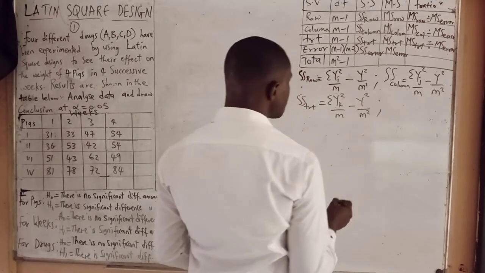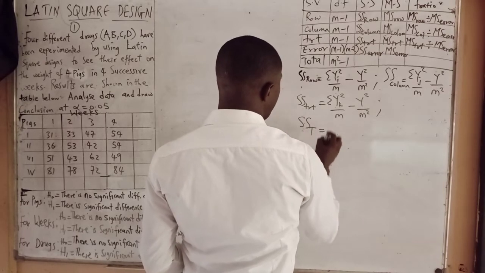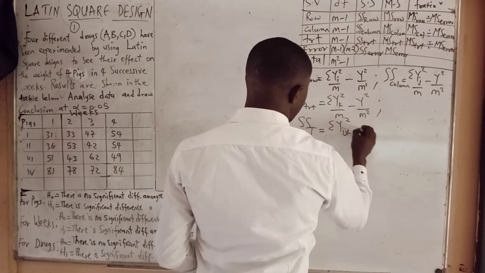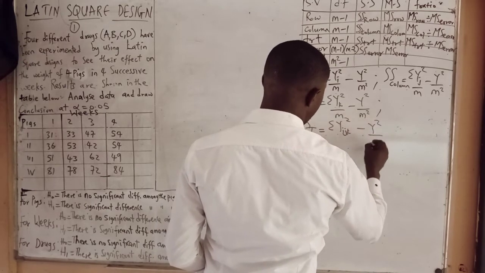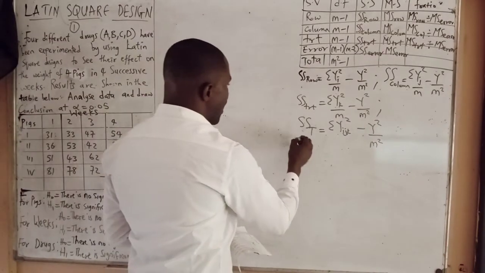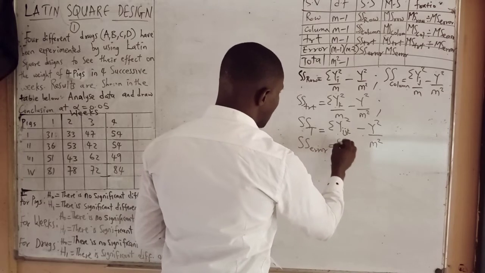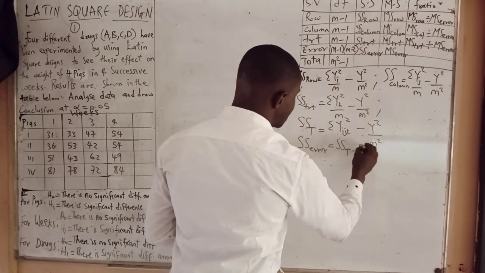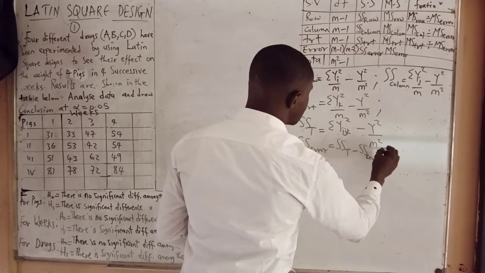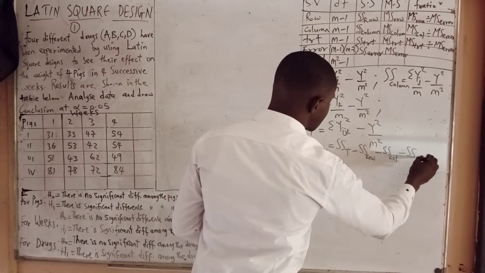Then SS total will now be summation of yijk squared minus y squared all over m squared. Then that means our SS error will now be SS total minus SS row minus SS column minus SS treatment.